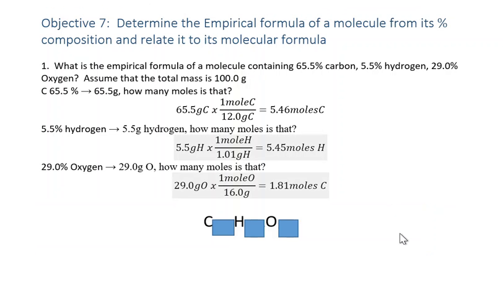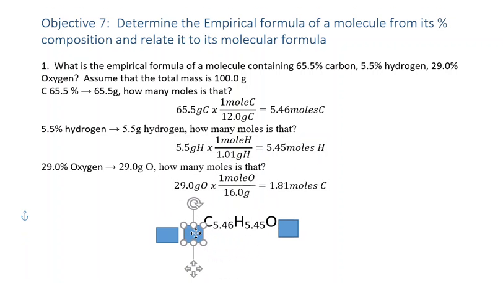All right, so we know the elements that make up the compound. He told us carbon, so I'm going to write C there. Hydrogen, I'm going to write hydrogen there. Oxygen, I'm going to write that there. I'm just going to leave it in the same order he gave it to me. And then I'm going to put the moles that I calculated as my little subscripts here. I'm going to say that I have 5.46 moles of carbon. And I'm going to say that I have 5.45 moles of hydrogen. And I'm going to say that I have 1.81 moles of oxygen.